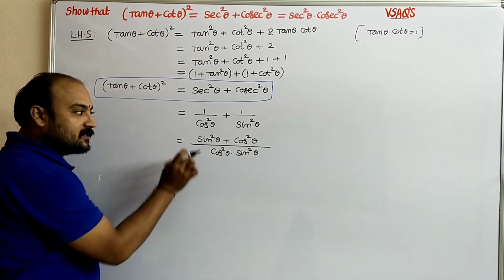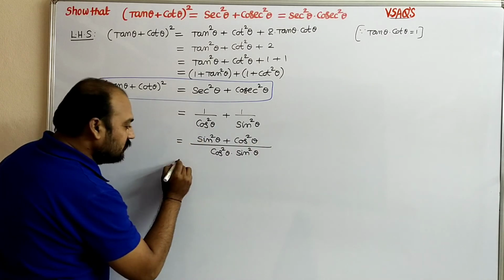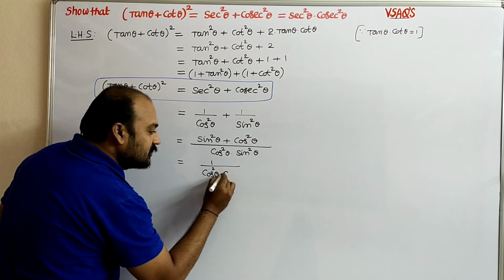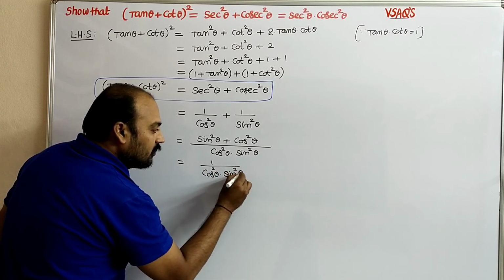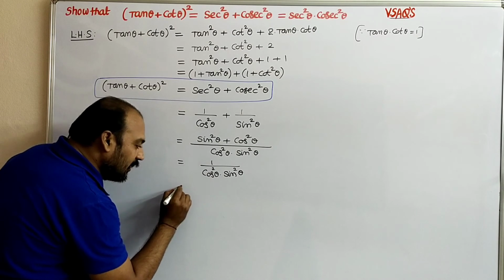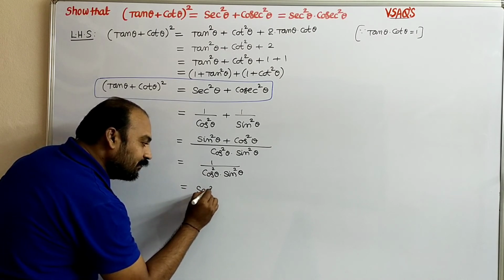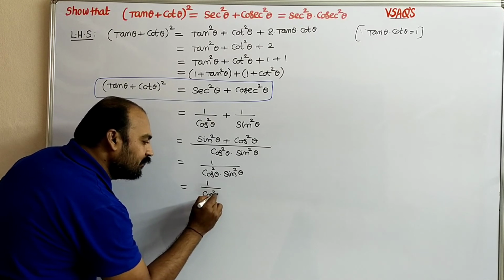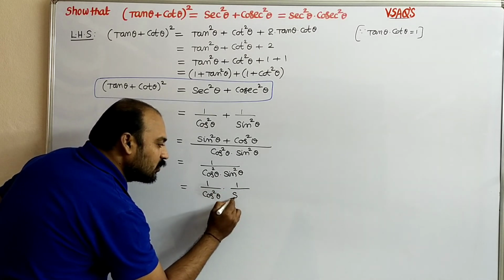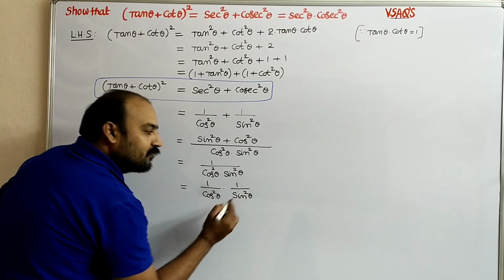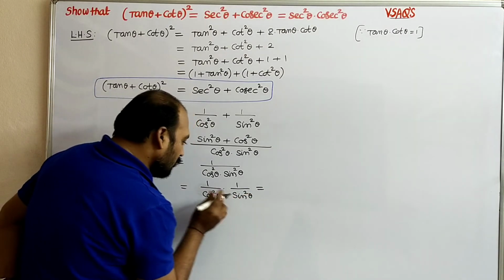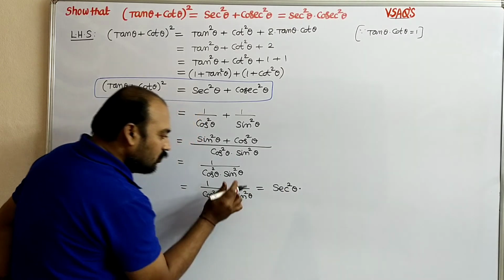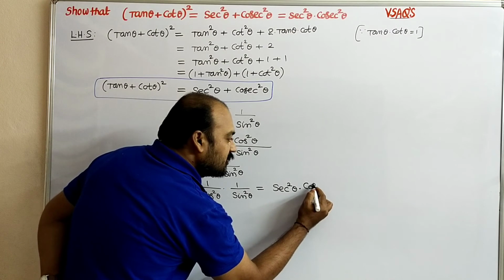Again from identities, sine square theta plus cos square theta value is 1. So 1 by cos square theta into sine square theta. So 1 by cos square theta is secant square theta. Otherwise we can write like this also: 1 by cos square theta into 1 by sine square theta, which is equal to 1 by cos square theta is secant square theta, into 1 by sine square theta is cosecant square theta.